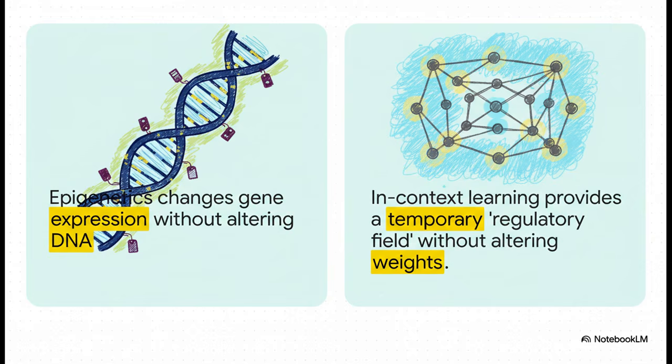So both systems have a slow, stable, hard-to-change memory. That's DNA for us, and the core weights for the model. But they also need a way to adapt really quickly without rewriting everything from scratch. So how do they do it? In biology, we've got epigenetics. These little temporary chemical tags that turn genes on or off depending on the environment. And in LLMs, it's the context window. It acts as a temporary regulatory field that tells the model how to behave right now for this conversation without permanently changing its core programming.